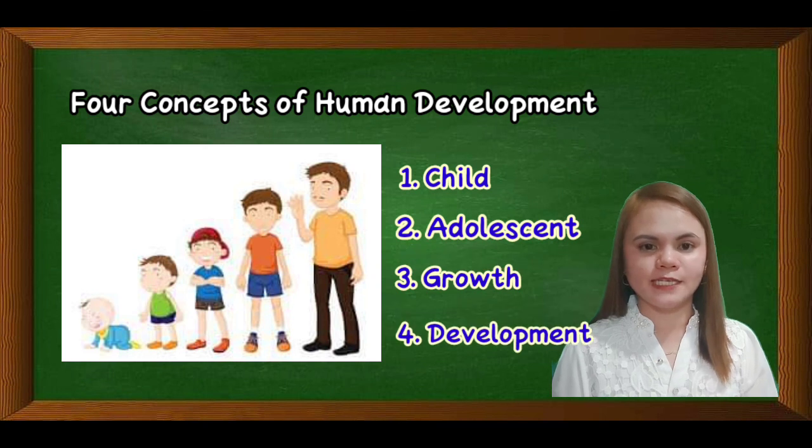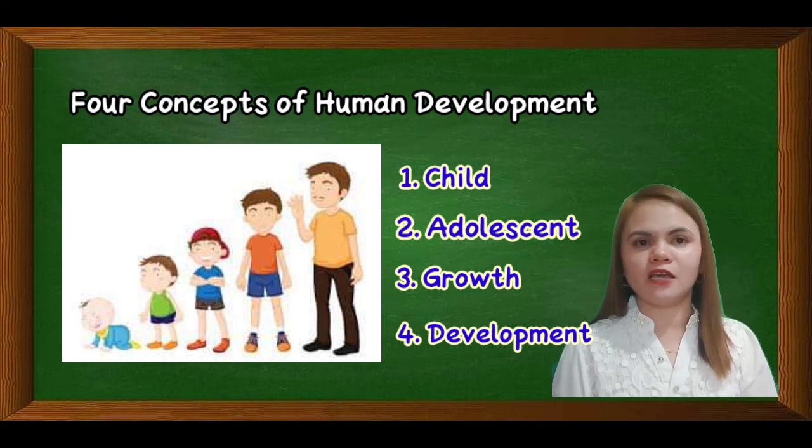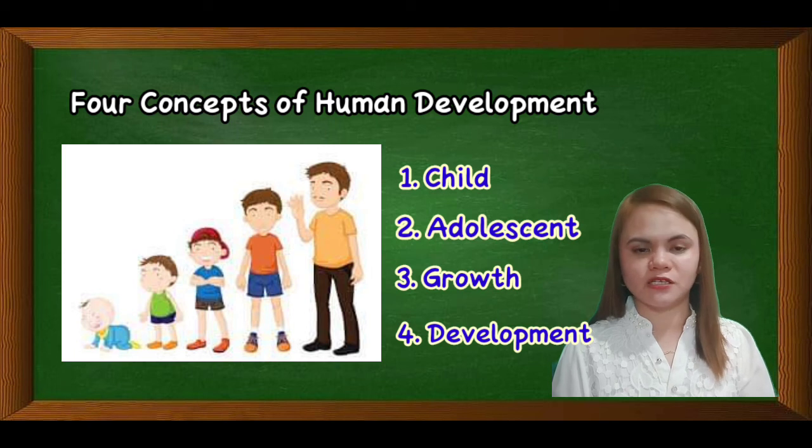Number four is development. This refers to the gradual and orderly unfolding of characteristics of the individual as they go through successive stages of growth.